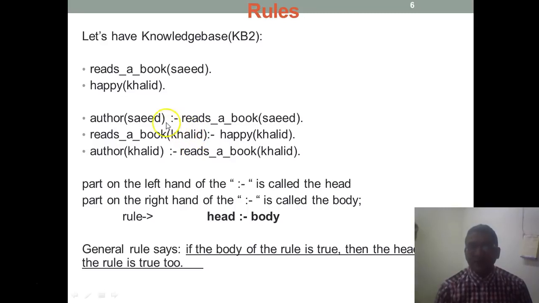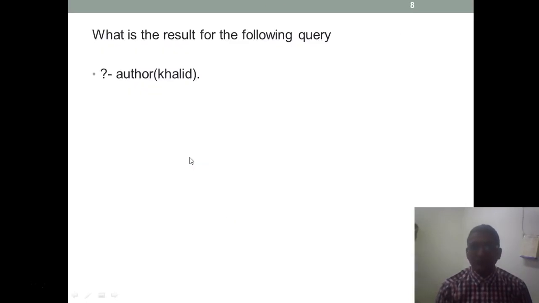As I told you, in these rules, if the right hand side body is true, then the head is assumed to be true. So based on the happy Khalid fact, we can infer that Khalid also reads the book. This is a new fact that the knowledge base has generated out of the given information. Now if you look at rule number 3, because we have already identified that Khalid reads the book, it says that Khalid is the author. So Prolog will return the answer as true.